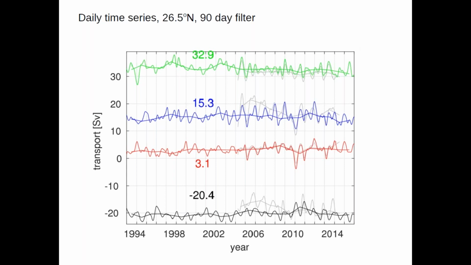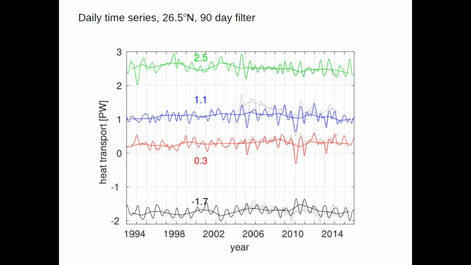And it looks pretty much the same for the heat transport. So we get the trend here, we get a little bit of a trend here. Ekman is almost the same, Florida current is almost the same.